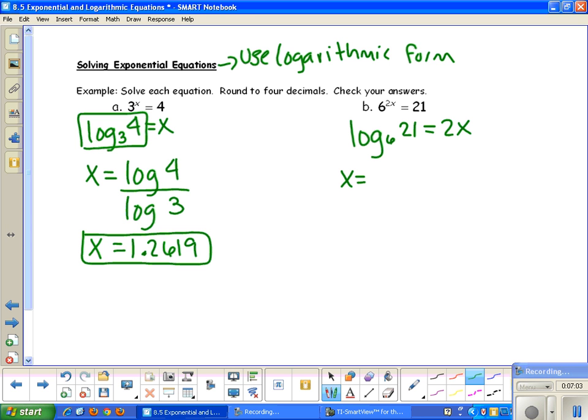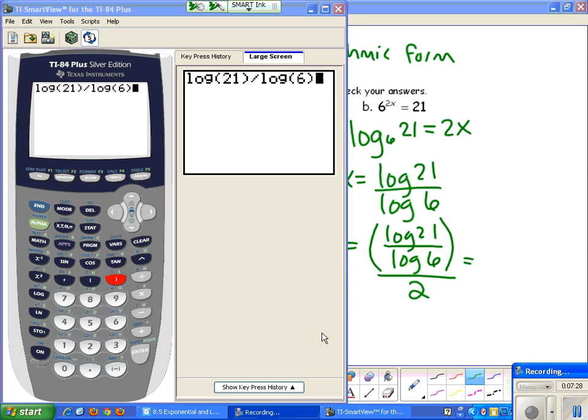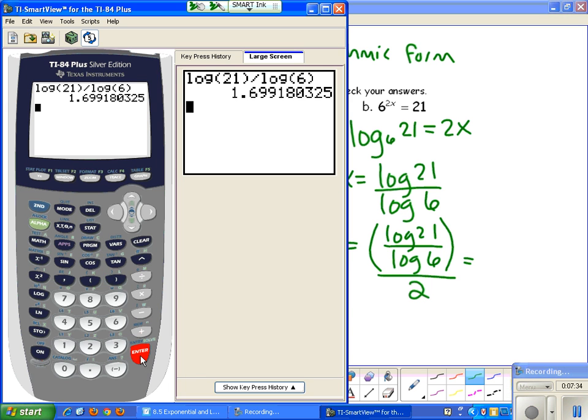So 2x is equal to the log base 10 of 21 divided by the log base 10 of 6 in my calculator. When I do that whole answer, I'm then going to divide it by 2. So in my calculator, I would have the log of 21 divided by the log of 6, all divided by 2 for my solution. Don't forget again to put closing parentheses for each of your logs, otherwise you'll get a different answer. Then take that answer and divide it by 2, and you end up with 0.849, and we're going to round the 6 right here.